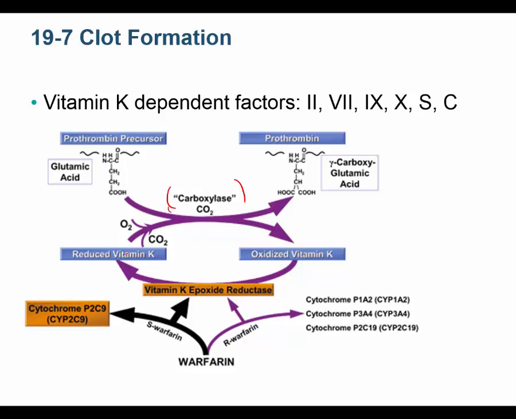You can see that I need vitamin K right here. And I need vitamin K to allow this carboxylase to work. If this carboxylase doesn't work, then 2, 7, 9, and 10 don't work. All right? Well, as it turns out, when you do this reaction one time, your vitamin K has changed. And you need to recycle it back to reduced vitamin K. Coumadin stops that. Coumadin stops that vitamin K epoxide reductase enzyme. So then I can't run this carboxylase because all my vitamin K is trapped as oxidized vitamin K. So that's what happens.